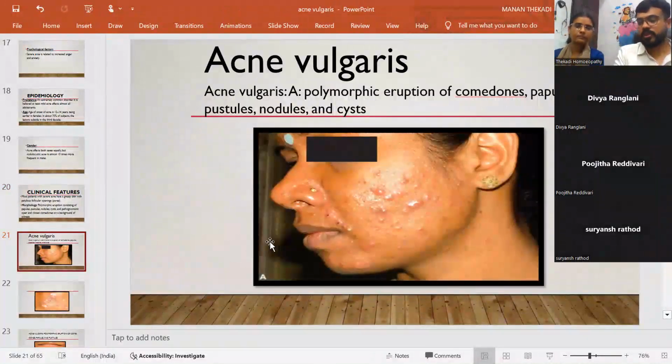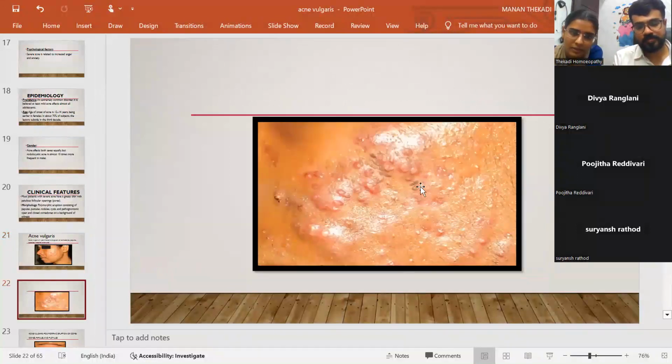Now, let me explain what is open pore that is mentioned later. This is the case of acne vulgaris. You can see the multiple different types of eruptions. Some are nodule type, some have pus. Here you can see the pus. Some have papules, and in this closer view, you can see the comedones also. Here the closed comedones, here the whiteheads. So multiple different varieties of eruptions, means polymorphic kind of eruptions, are seen in acne vulgaris.